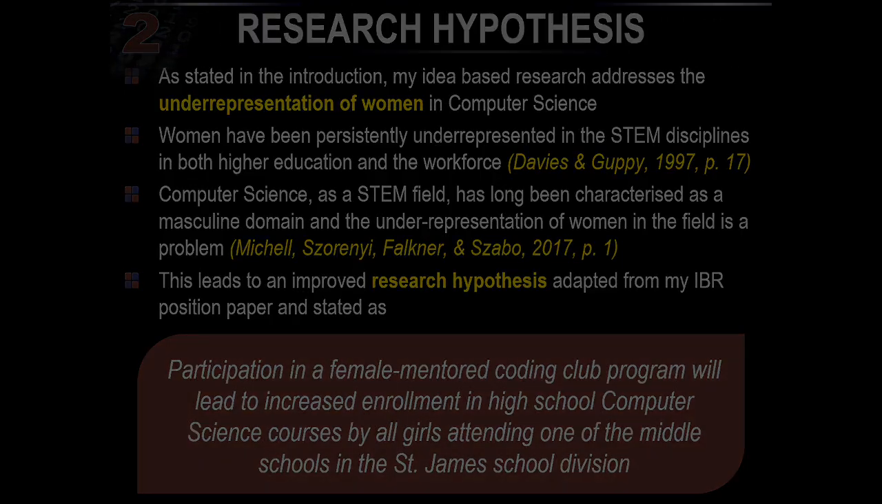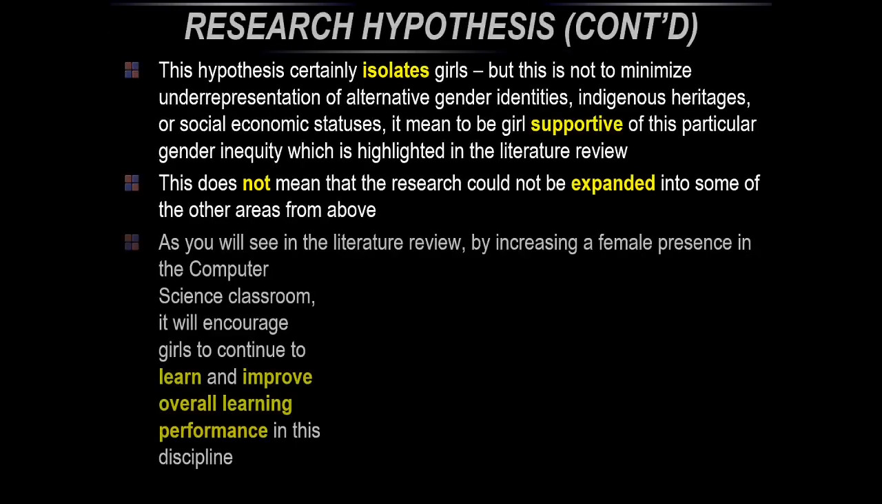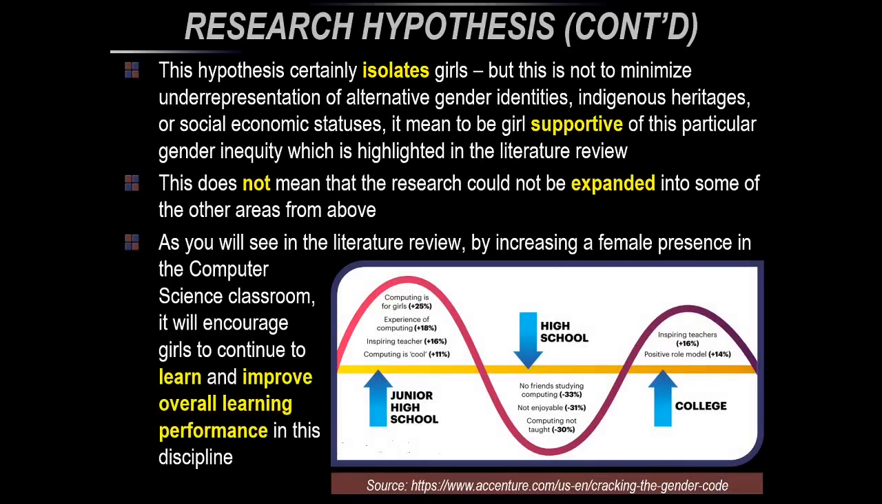James School Division. This hypothesis certainly isolates girls, but this is not to minimize the underrepresentation of other alternative gender identities or indigenous heritages or socioeconomic statuses. It is meant to be girls supportive of this particular gender inequity, which you will see I highlight in the literature review. This does not mean that research could not be expanded into some of the other areas from above, but again, it's creating a girl-supportive research environment.